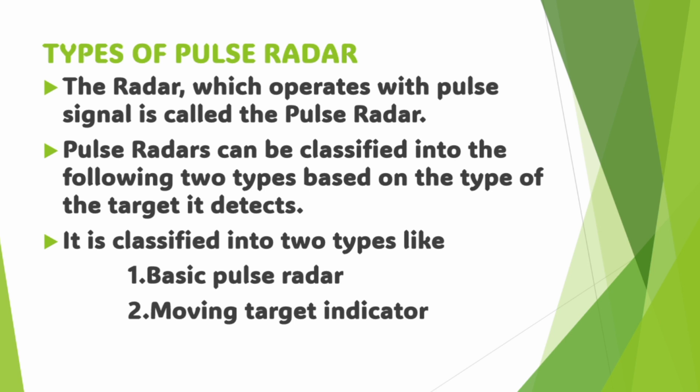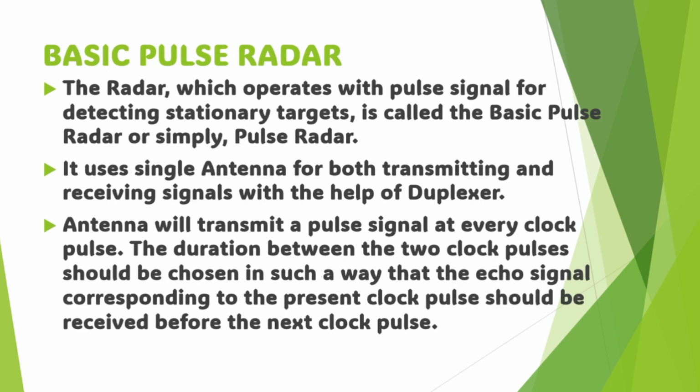Here the radar which operates with a pulse signal is called pulse radar. The pulse radar systems are again classified into two types. First one is the basic pulse radar and second one is the moving target indicator, shortly called the MTI system.